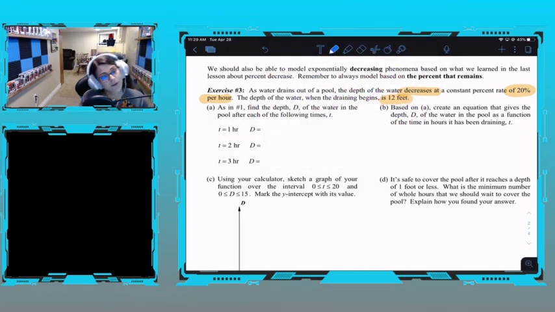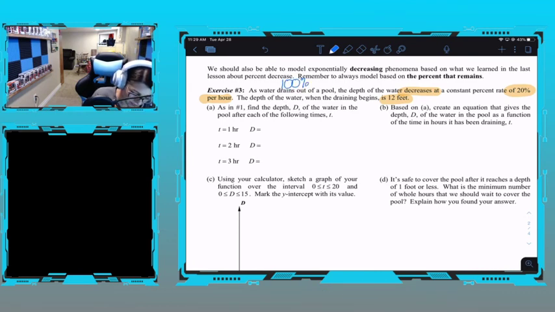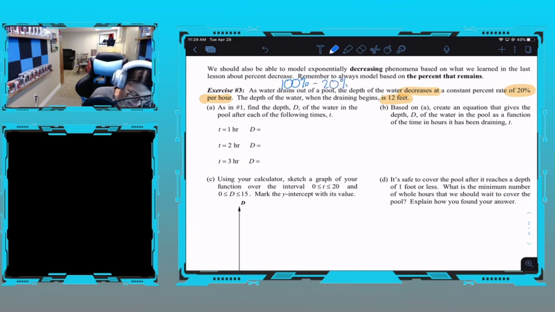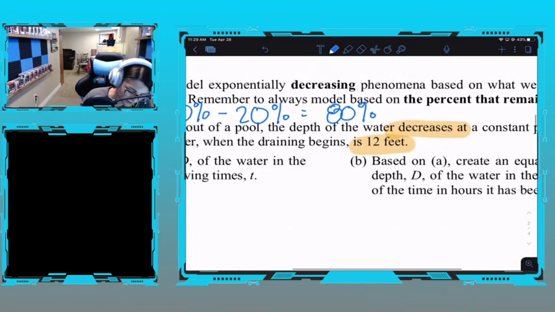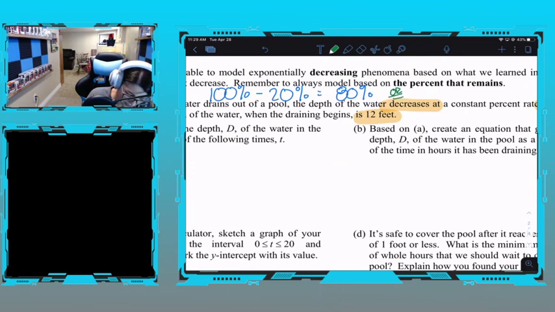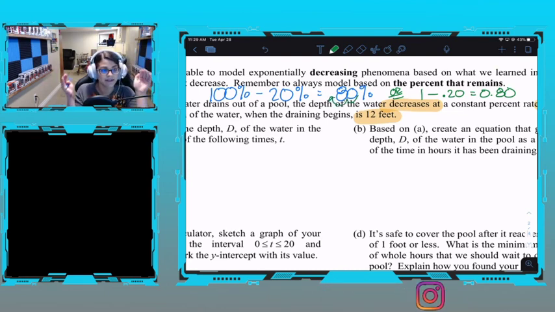So similar to how we started the first one, we want to know how much is left after 1 hour. So recall, we're always going to start with 100%. And since we're decreasing, we're going to take off that 20%. So we know that we're left with 80%. Remember, you could also see it written as 1 minus 0.20 to be left with 0.8, or 0.80. Because remember, we have to move that decimal over twice to get what's going to be left in the parentheses.